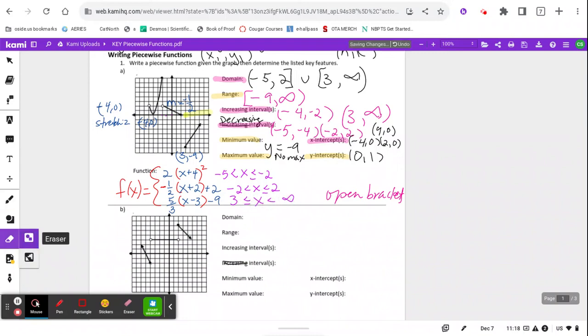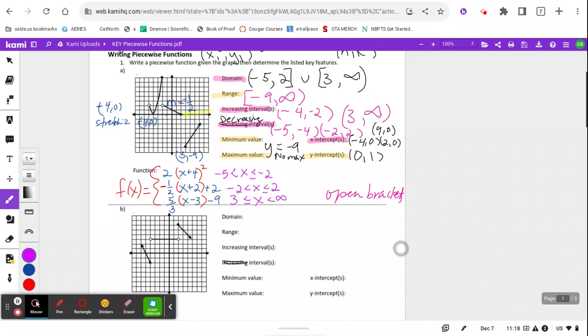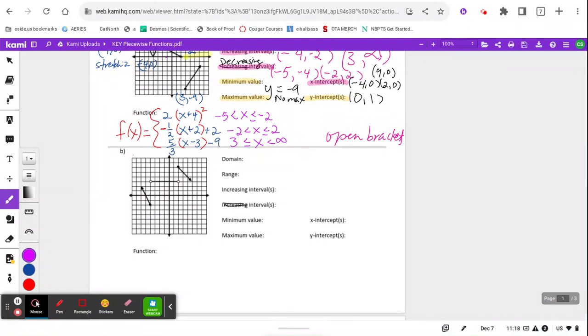All right, your piecewise function is done. This is what is going to be on the quest. We're going to have one graph where, given the picture of the graph, you're going to have to write the piecewise function. Pause the video, try the next one on your own. It's 3 linear pieces.